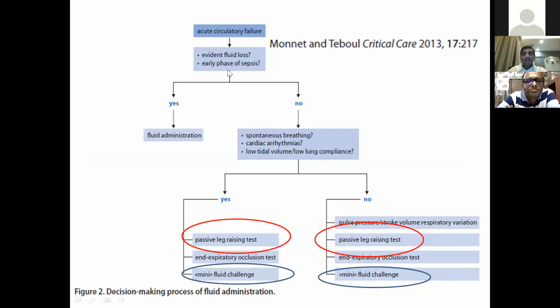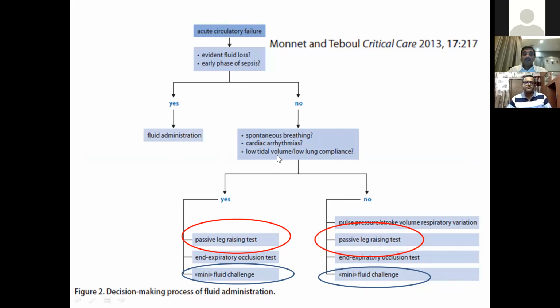So in any kind of acute circulatory failure or early phase of sepsis, fluid is definitely the first thing that we always give. You just see whether the patient has arrhythmia, spontaneous breathing, low tidal volume or low lung compliance. If not, and the patient is on mechanical ventilation, any of these parameters can be used, including the end-expiratory occlusion test, which is from an Indian origin article, and that also can be utilized.